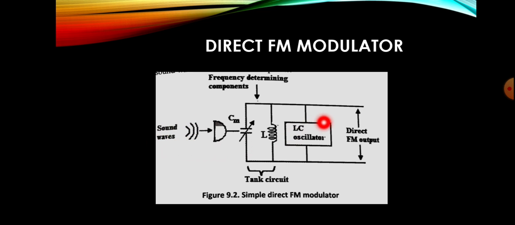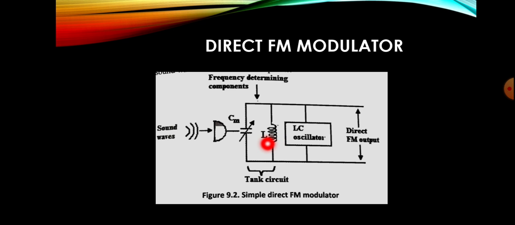And there is an LC oscillator. You know that oscillators are used to generate sinusoidal waves. So, the LC oscillator will produce a carrier signal of higher frequency. Before the LC oscillator there is a tank circuit, obtained by combining an inductor L, a coil, and a capacitor CM, which is a variable capacitor. This capacitor will act as a microphone. Why does it act as a microphone? Let us see. Before that, this complete setup acts as a direct FM modulator circuit.